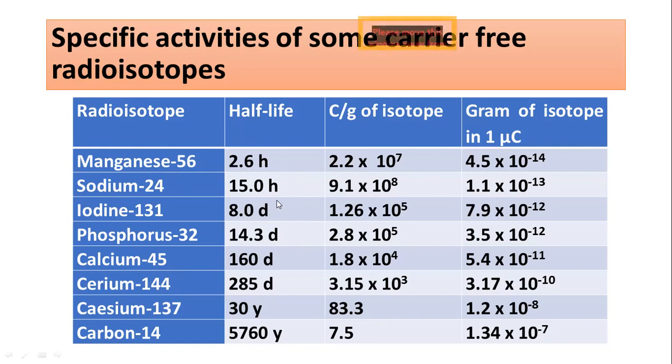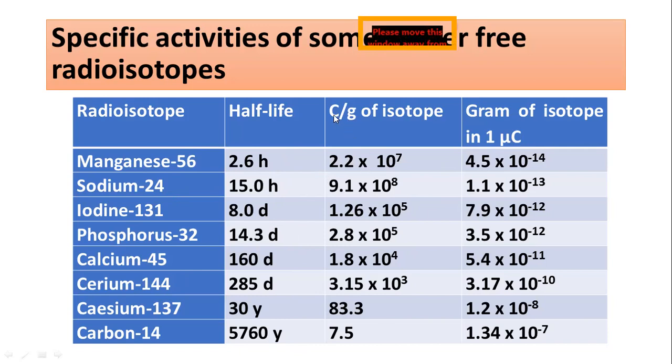Half-life is important, because if you want to get your results within a specific time, then you have to decide which nuclide would be appropriate to use, not having too short a half-life or too long a half-life. It depends on the application, and activity is important, because this also gives you the idea for specific applications of the radioactive nuclides. And this is actually the gram of the isotope in 1 microcurie. So this is the reverse of this one.